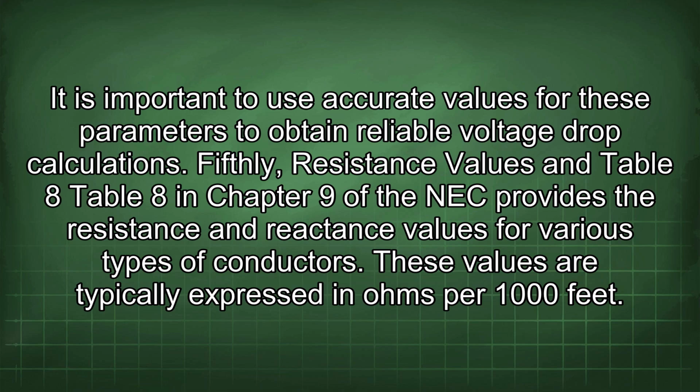Fifthly, resistance values in Table 8. Table 8 in Chapter 9 of the NEC provides the resistance and reactance values for various types of conductors. These values are typically expressed in ohms per 1,000 feet.